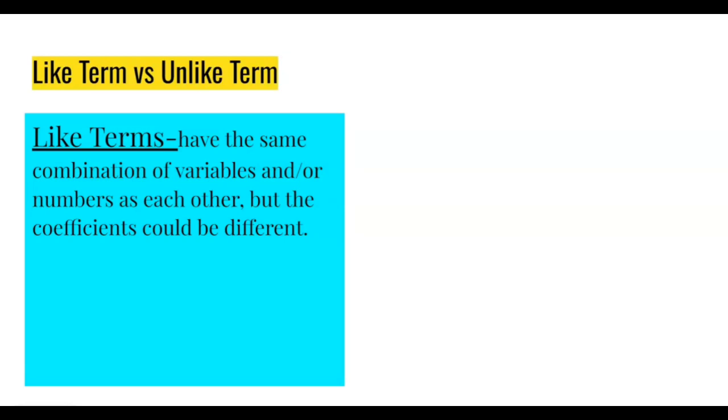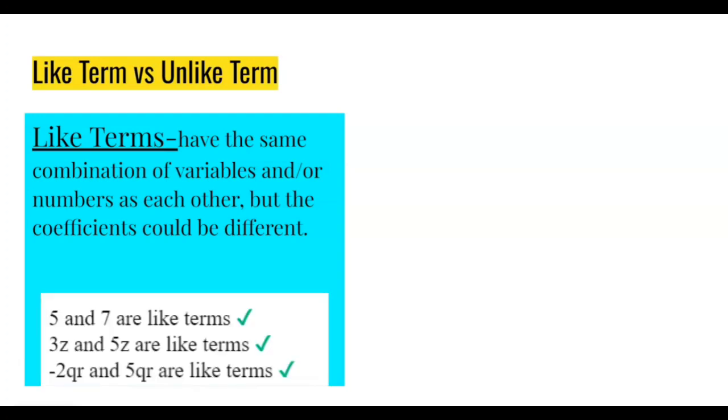So earlier we said unlike terms have different variables. What are unlike terms? What are like terms? Like terms have the same combination of variables and or numbers as each other, but the coefficient can be different. For example, if we have 5 and 7, these are like terms because we are comparing constants. If we have 3z and 5z, these are like terms because our variables are the same. If we have negative 2QR and 5QR, these are like terms because the combination of variables are the same.